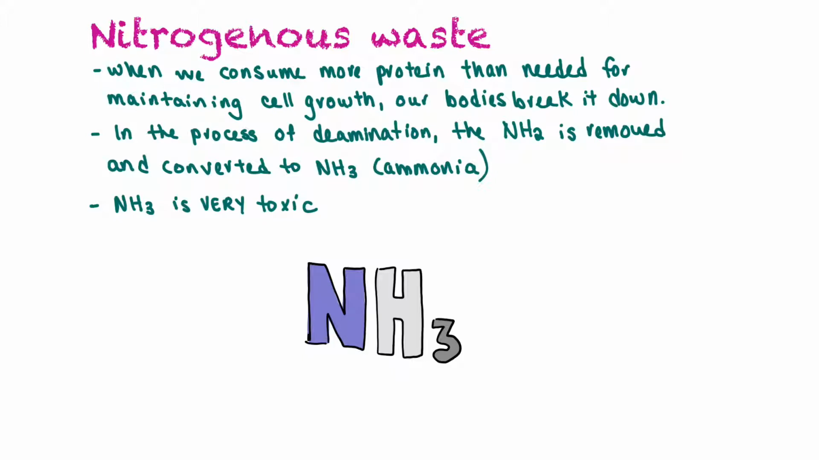So nitrogenous waste is a problem. When we consume more protein than is needed for maintaining cell growth, our bodies will break it down. And in this process of deamination, so removing the amino group from the amino acid, it is converted into NH3 or ammonia. And ammonia is very toxic to our body, so we need to get rid of it as quickly and as safely as possible.